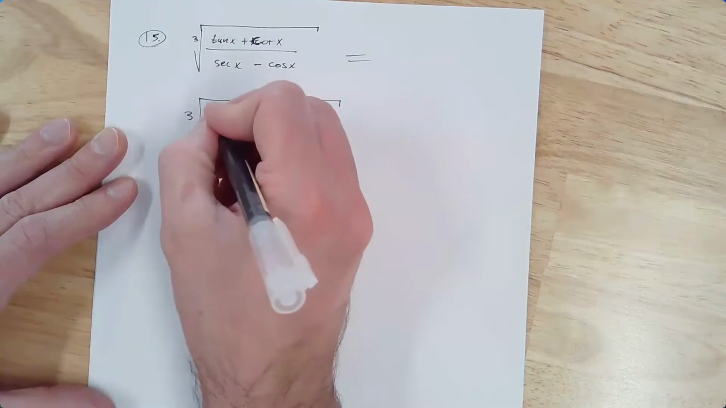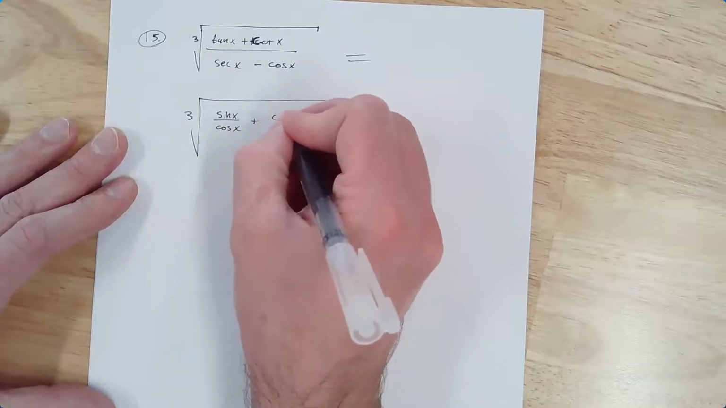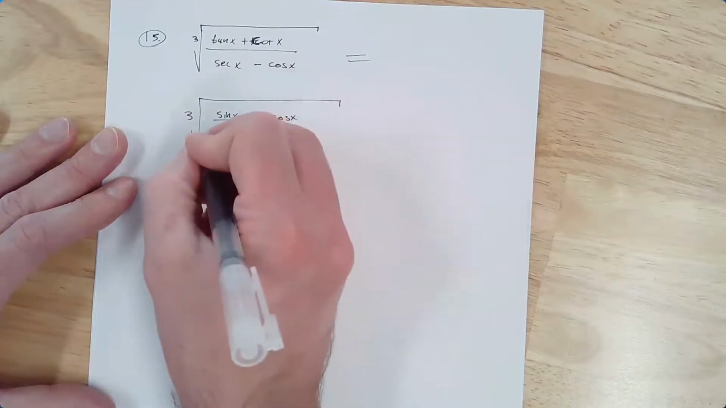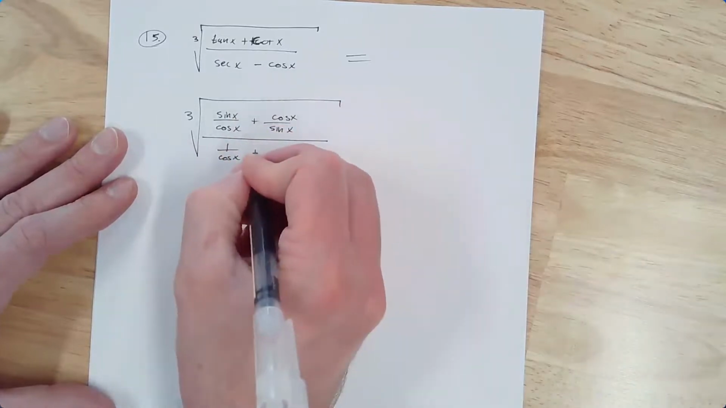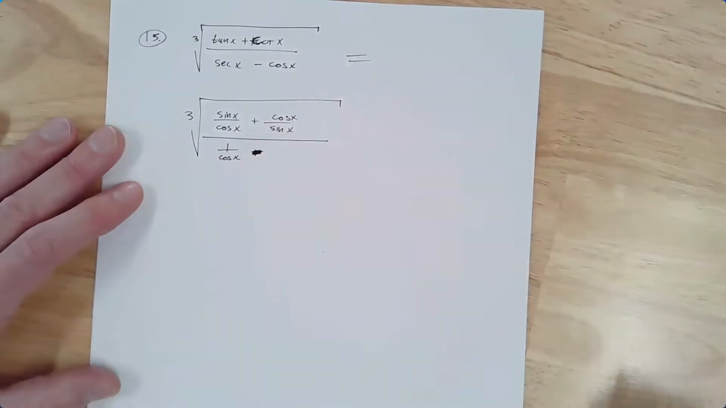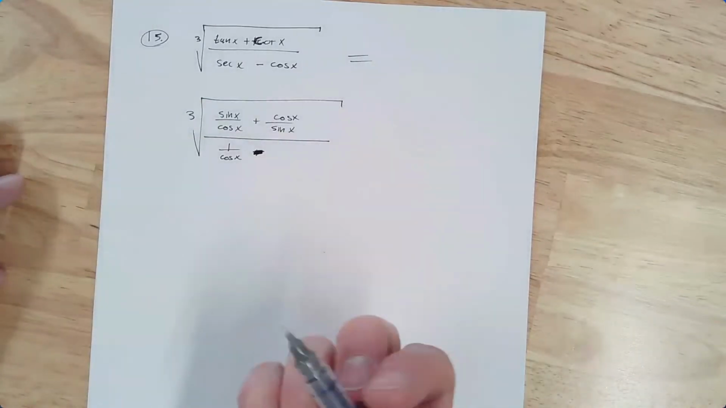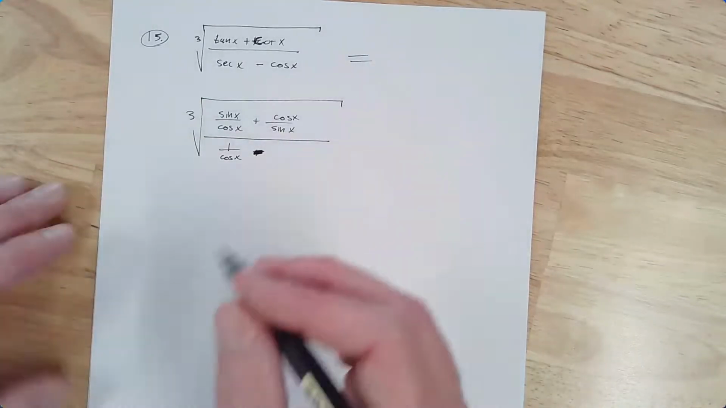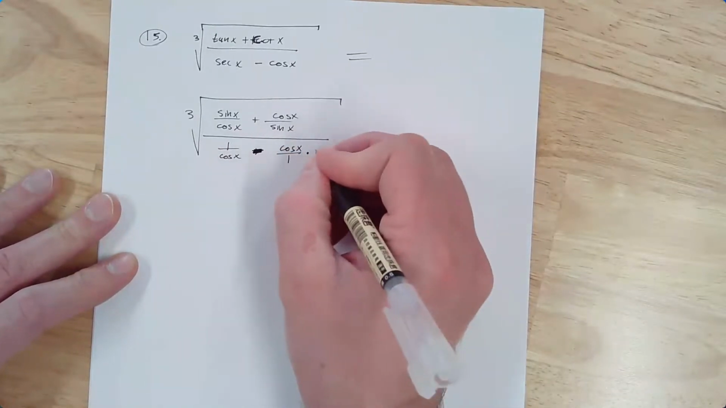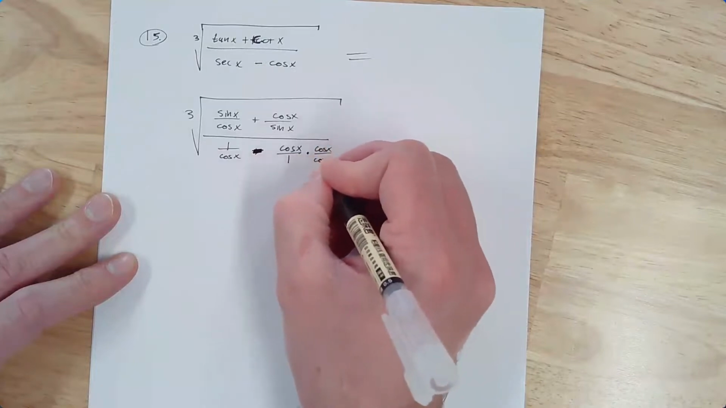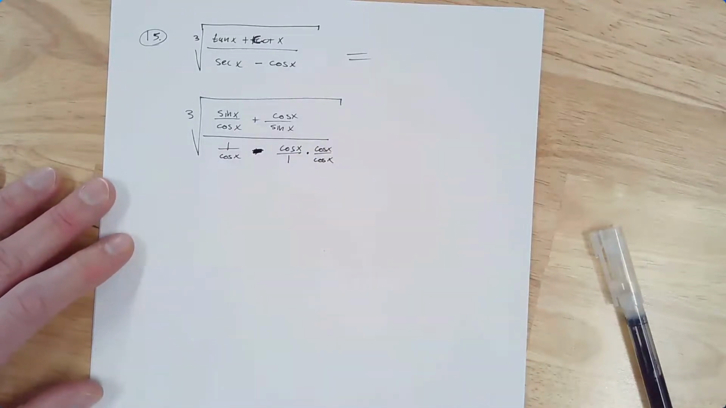So tangent of x is sine of x over cosine x. And cotangent of x is cosine x over sine of x. Over secant is 1 over cosine x. I'm sorry, minus. And cosine is just cosine. Since we know we're going to want common denominators, we might just go ahead and multiply cosine of x by cosine over cosine, so that I have cosine of x over 1 times cosine of x over cosine of x.